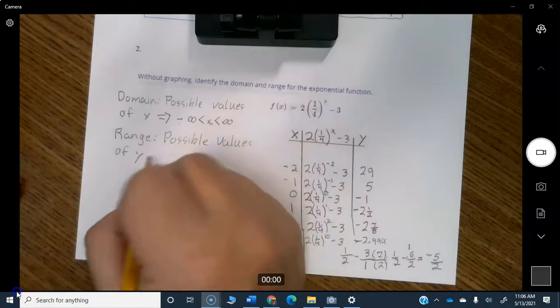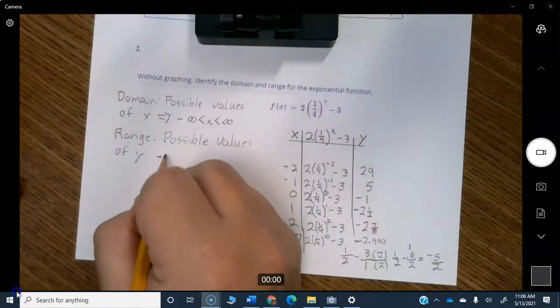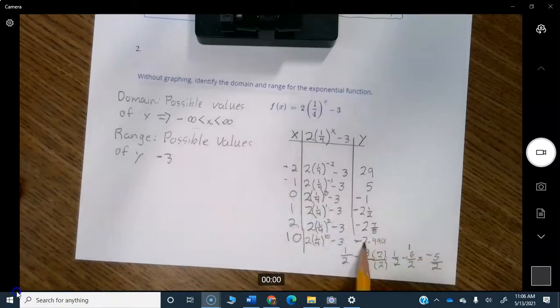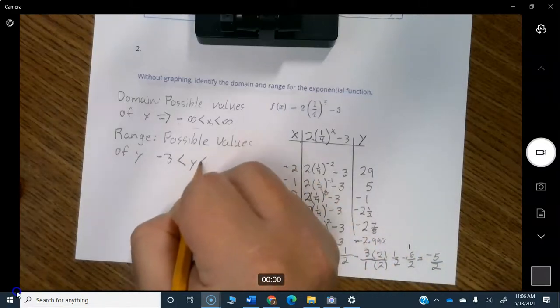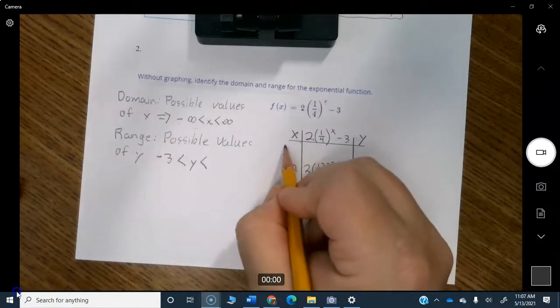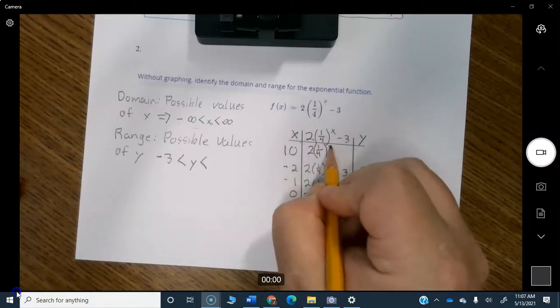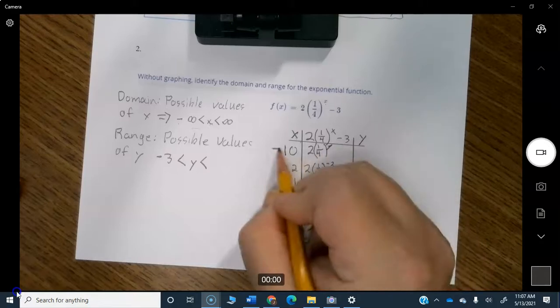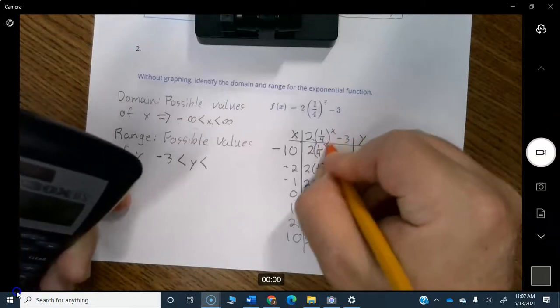So there's the domain, and the range is going to be from -3, because that's as negative as it's going to get, is less than y, which is less than, and in this direction, it's getting more and more and more positive. If I put a 10 up here, that would be 2 times 1/4 raised to the 10th power. Sorry, that should be negative 10. So I want to do that. Raised to the negative 10th power.